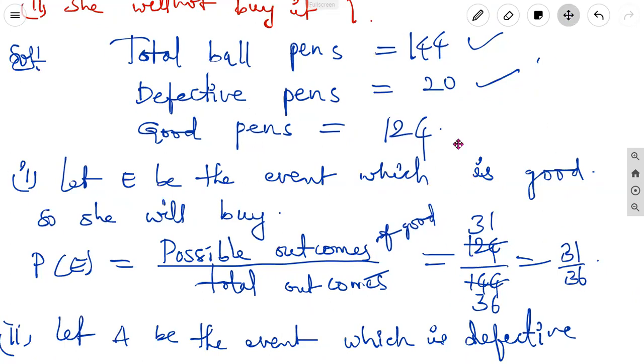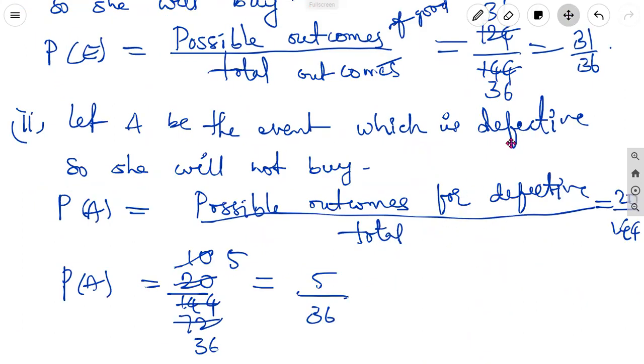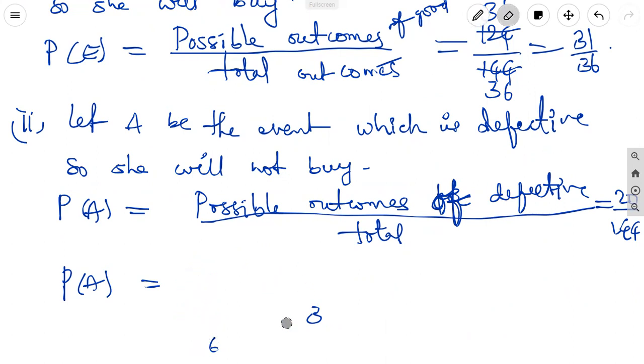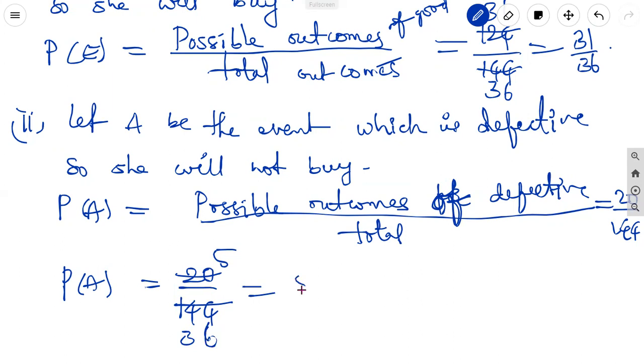And the second case, let A be the event which is defective, then she will not buy. Probability of A equals possible outcomes of defective by total. How many outcomes are there for defective ones? It is equal to 20. Defective pens are 20, total are 144. 4 5s are 20, 4 6s are 24. So 5 by 36.